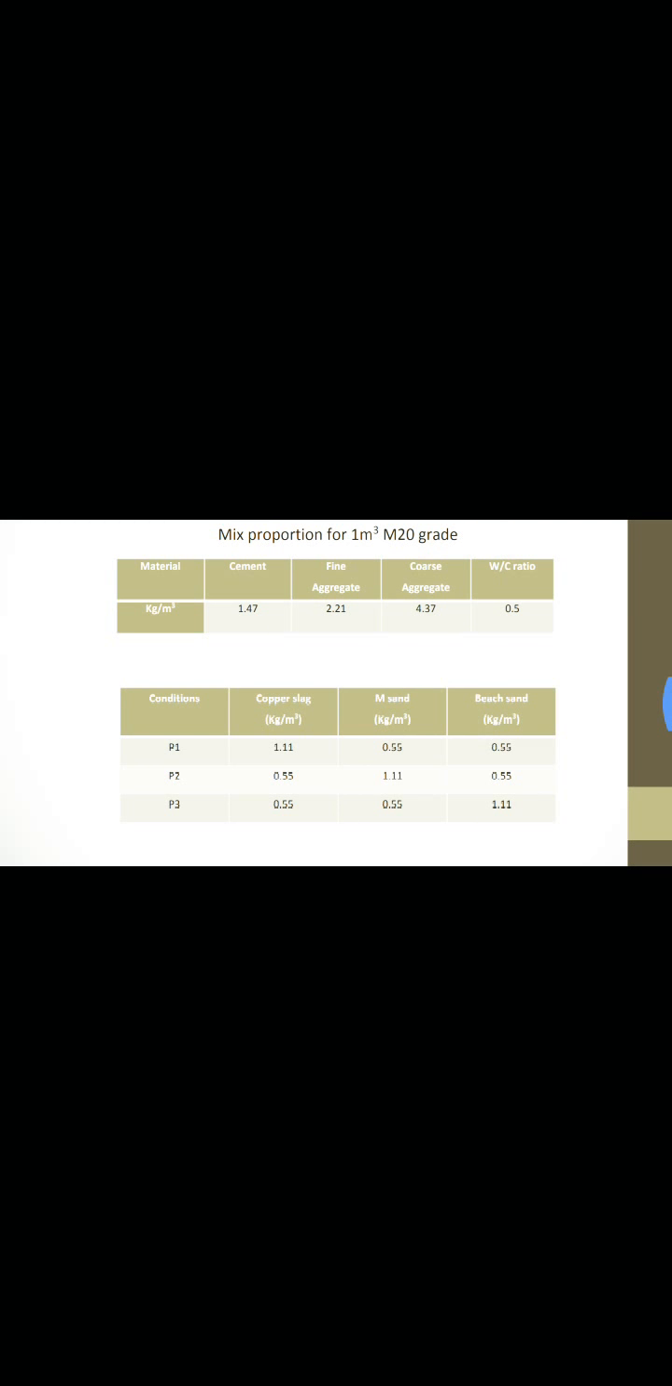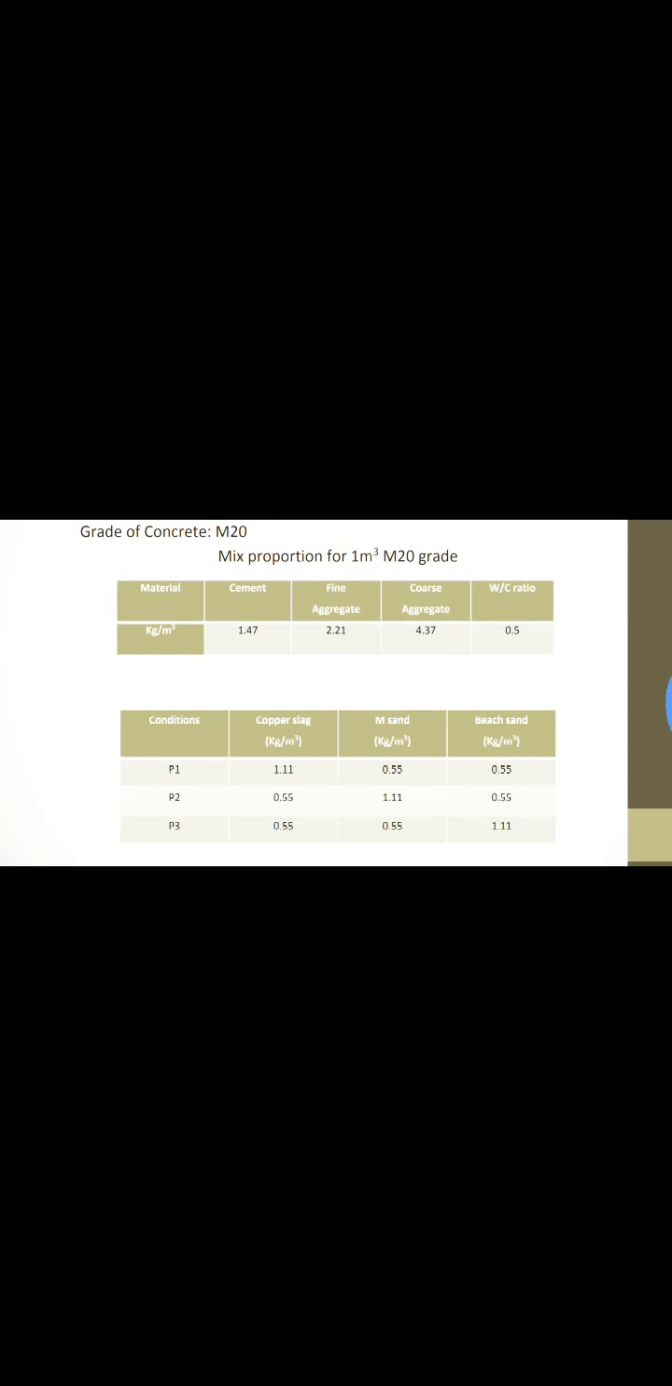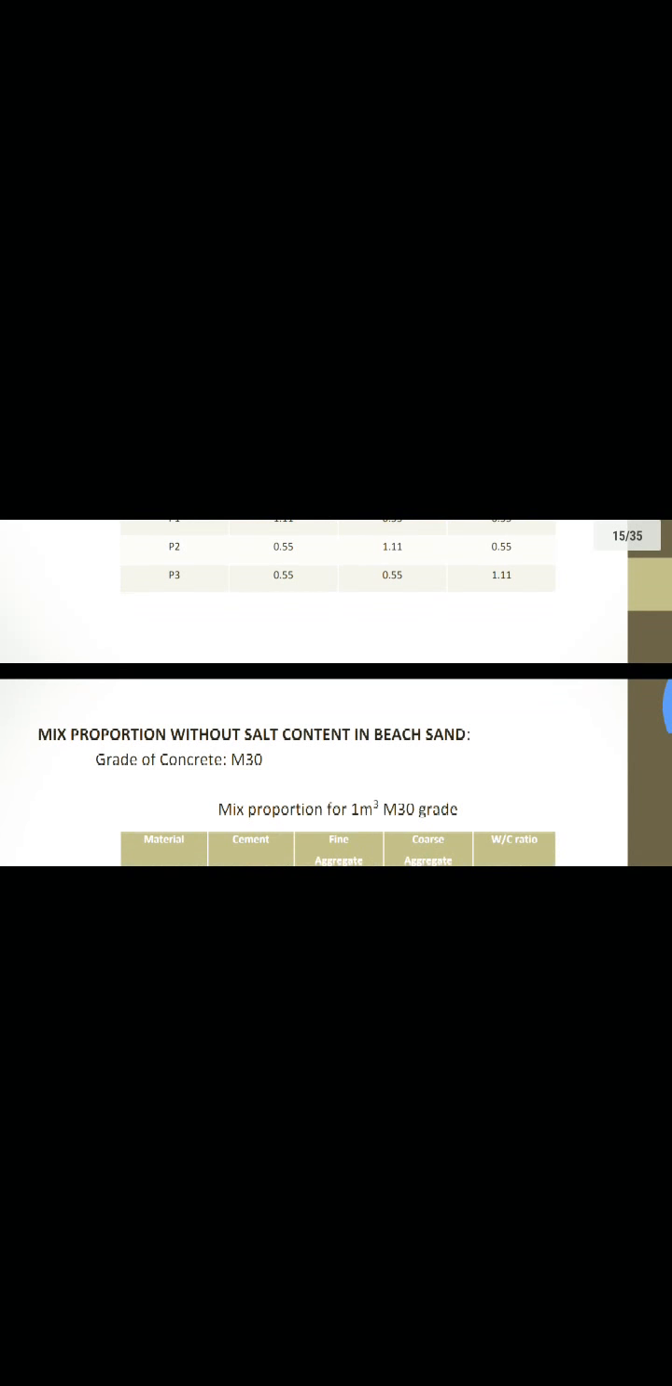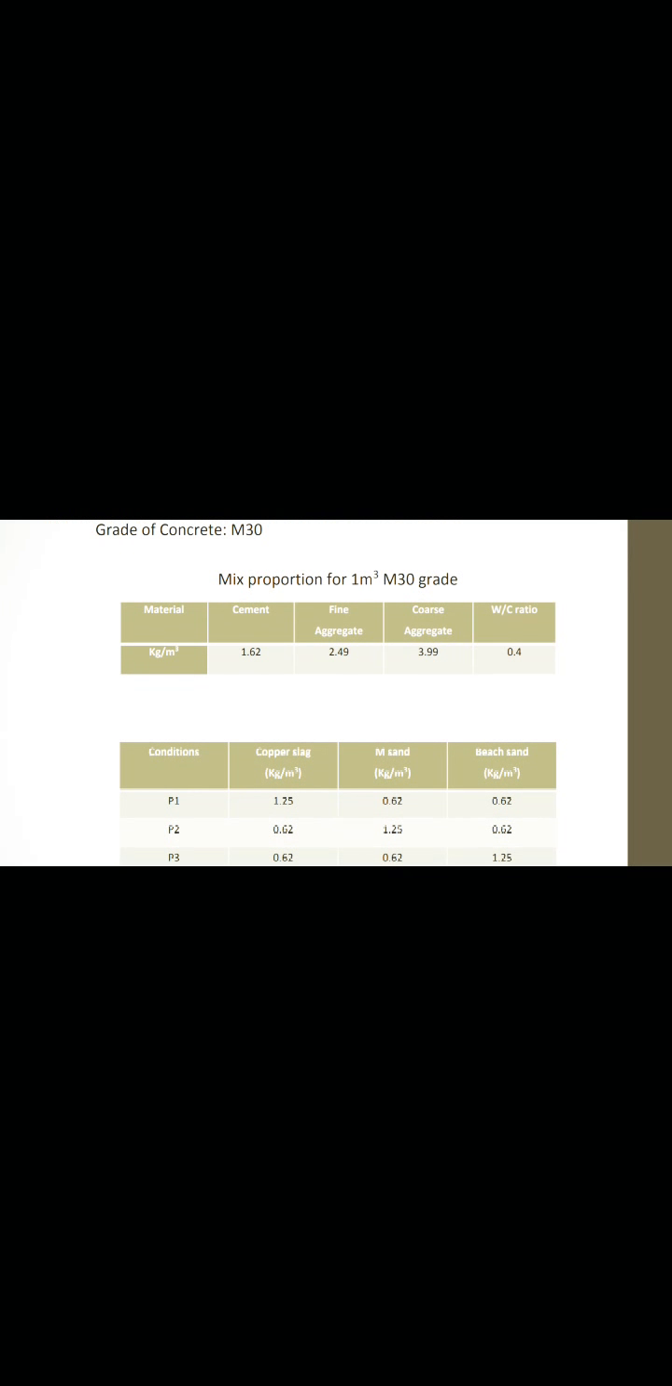That is M30. As I said before, we took two conditions, M20 and M30. In M20 we did not remove salt content from the sand, and in M30 we removed salt content using curing processes like washing the beach sand for several days and keeping it in an oven at 300 degrees Celsius to remove the calcium content and other impurities. The trial mix was like this. This is the table column.